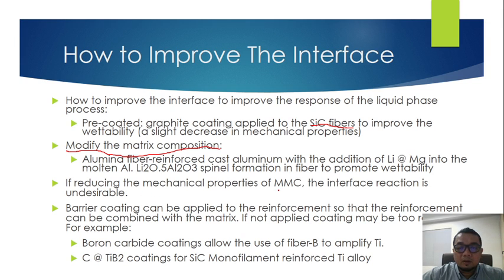So if reducing the mechanical properties of MMC, the interface reaction is undesirable. Ni ya, fahamkan maksudnya? Bila dia kurangkan kamu punya MMC properties, so dia punya interface reaction undesirable. Maksudnya dia boleh meningkatkan lagi kamu punya antara muka, sorry. So barrier coating can be applied to the reinforcement so that the reinforcement can be combined with the matrix. If not applied, the reinforcement may be too reactive. For example, boron carbide coating allows the use of fiber B to reinforce titanium. Carbon or titanium boride coating for SiC monofilament reinforced titanium alloy. So kalau kamu tak coat certain materials, dia kena coat. Kalau kamu tak coat, dia akan bagi efek yang lain. Maybe dia tak lekat dengan kuat, antara muka pun dia jadi lemah. Sebab tu dia coat dulu kamu punya reinforcement.